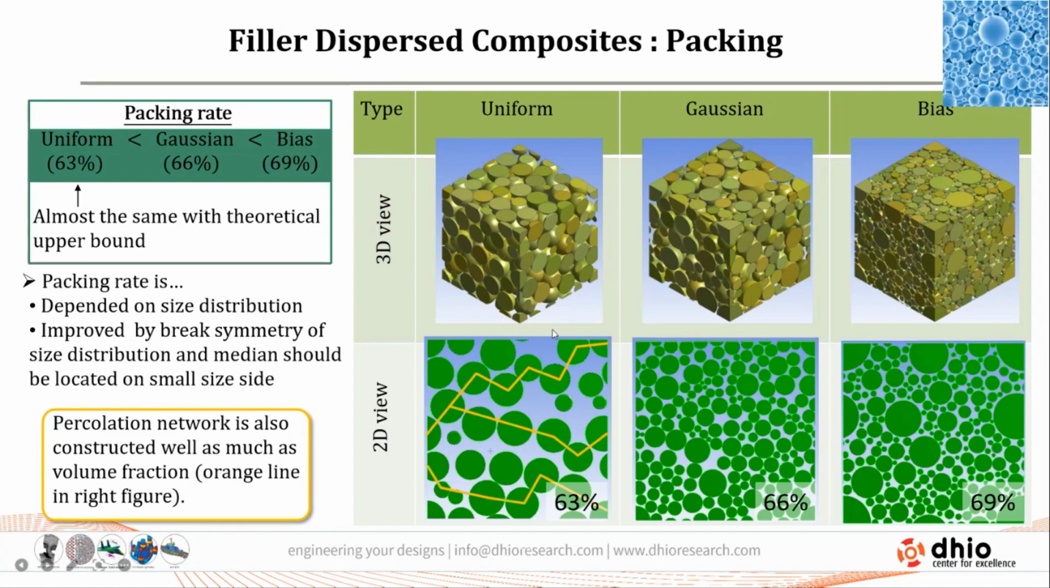If it is uniformly distributed, the packing rate will be around 63%. But if there is a Gaussian distribution, then there will be a 66 percent packing rate. And if it is biased, it is 69 percent. So according to the packing available in the composites, you can modify the microstructural model and perform your virtual material testing.